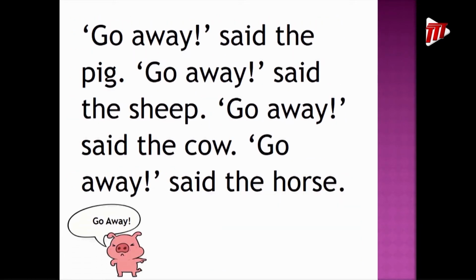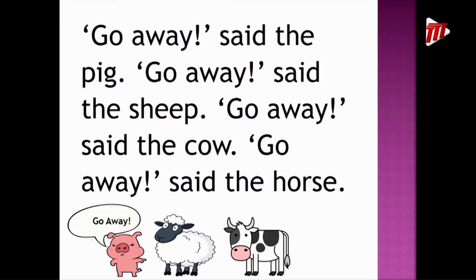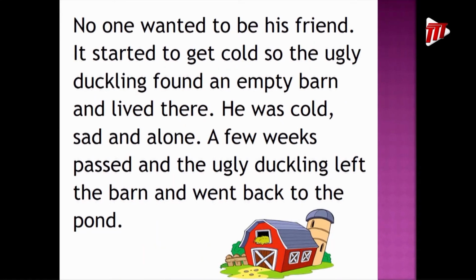Go away, said the pig. Go away, said the sheep. Go away, said the cow. Go away, said the horse. No one wanted to be his friend. It started to get cold, so the ugly duckling found an empty barn and lived there. He was cold, sad, and alone. A few weeks passed, and the ugly duckling left the barn and went back to the pond.